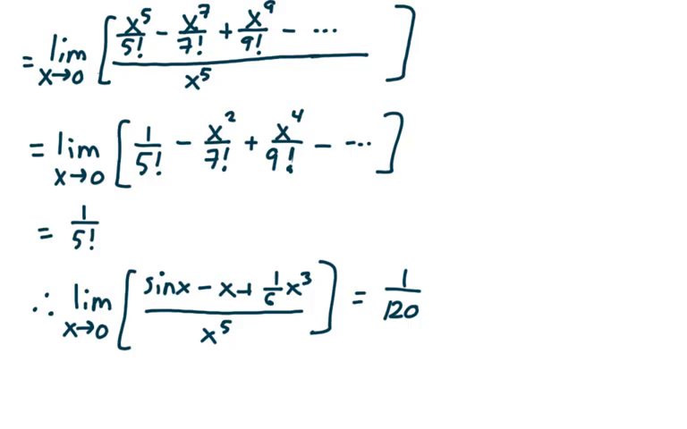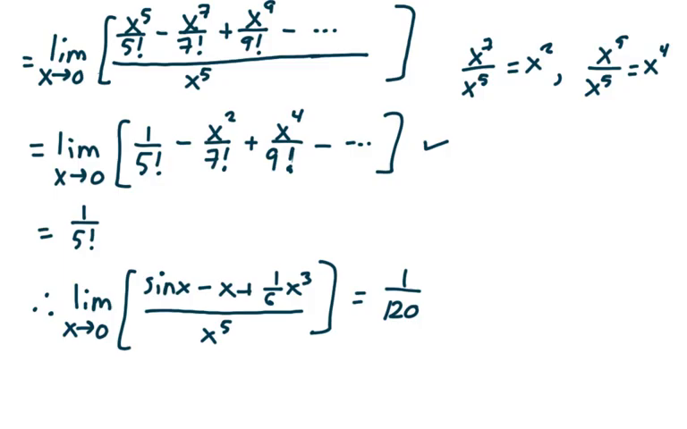If I split this fraction up, remember, x to the seventh over x to the fifth is x squared, right? And then x to the ninth divided by x to the fifth is x to the fourth, right? Laws of exponents. And so we get the limit as x goes to 0 of 1 over 5 factorial minus x squared over 7 factorial plus x to the fourth over 9 factorial minus, and then we keep going.